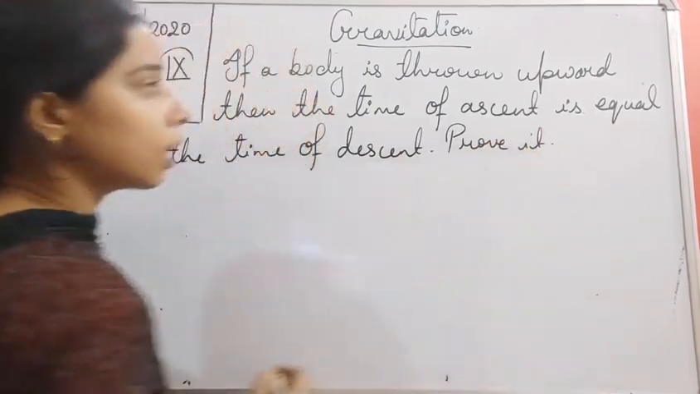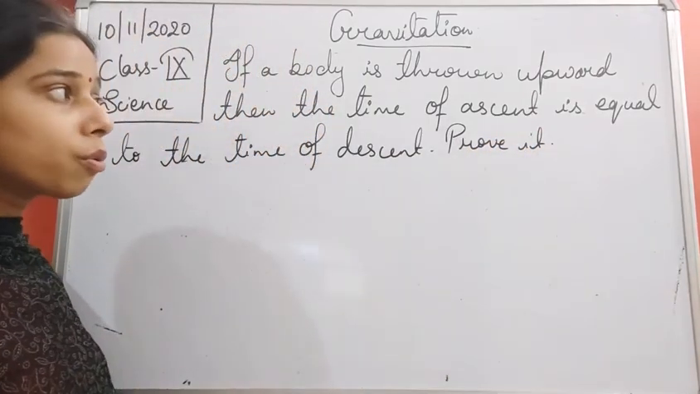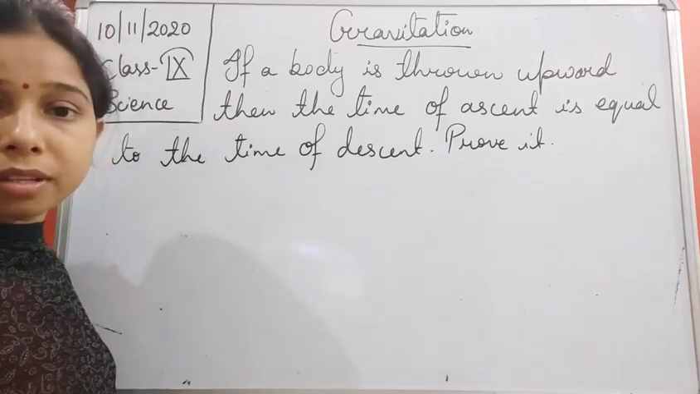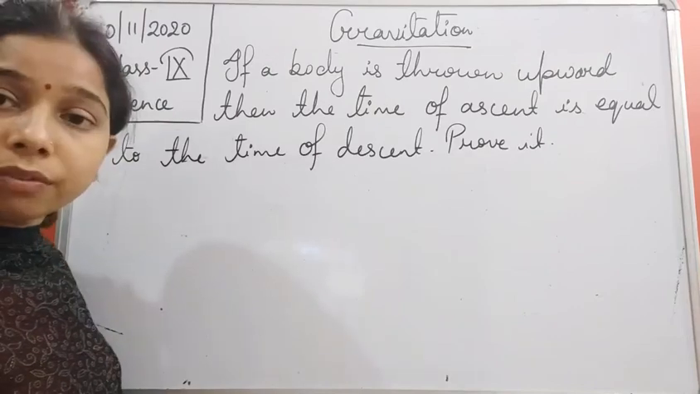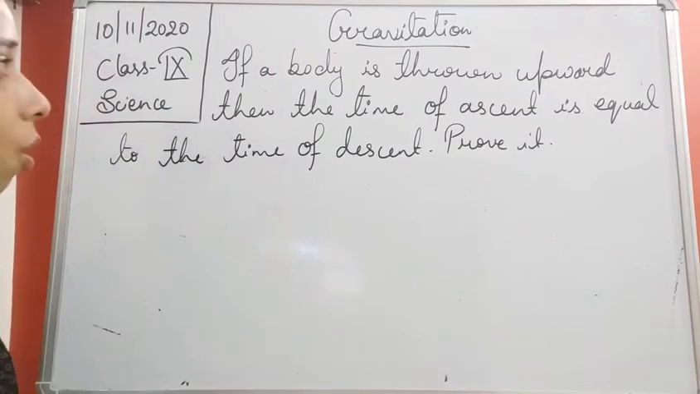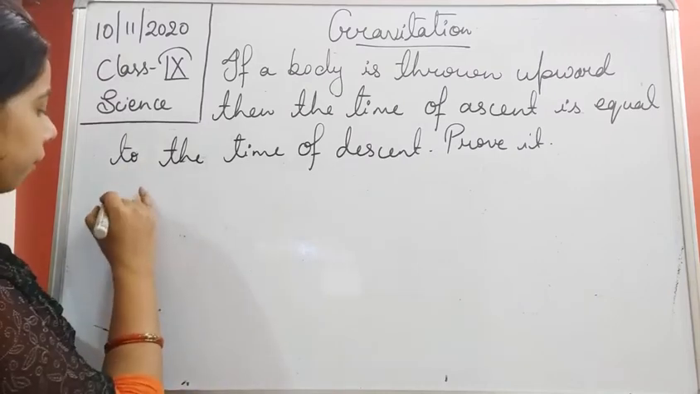So this is the statement, students: when a body is thrown in the upward direction, the time of ascent is equal to the time of descent. Now what we have to do? We have to prove how it is correct. Okay, students, so how can we prove it?